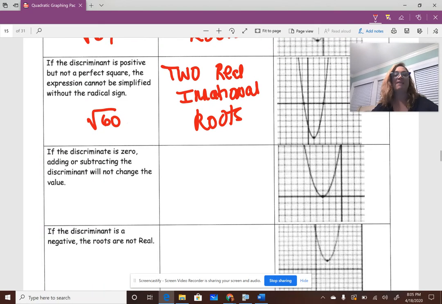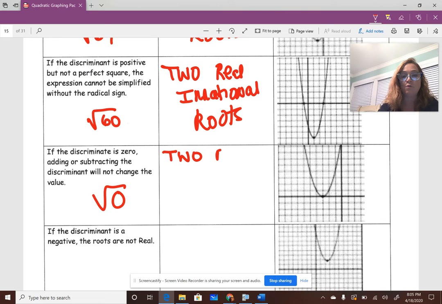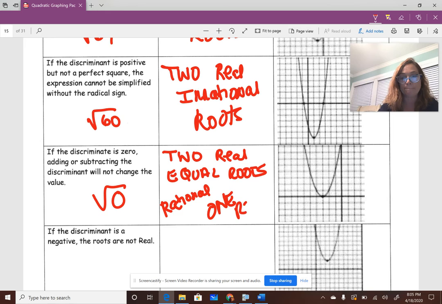Okay. If the discriminant is 0, the square root is 0. That's add 0 or subtract 0. Well, if I add 0, nothing happens. If I subtract 0, nothing happens. So that means that the roots would be equal. So I would get 2 real equal roots. They would be rational. And it's also sometimes called one root. That always happens when you have a perfect square trinomial.